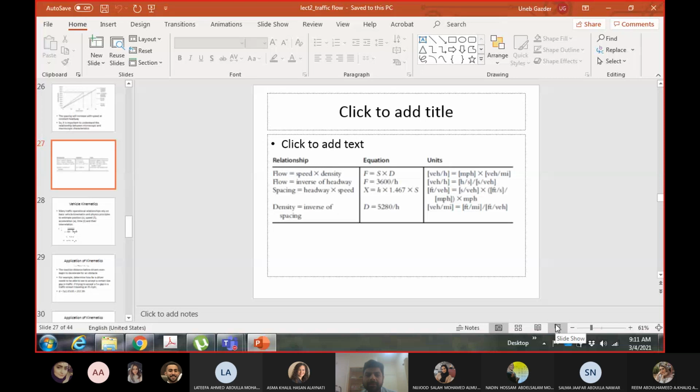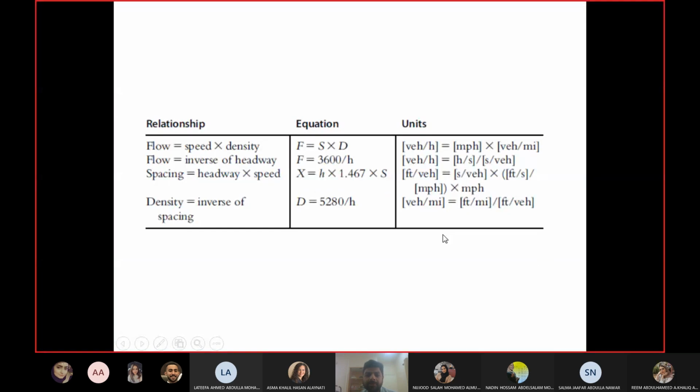Then these are some relationships between headway, spacing, speed, flow, and density. So macroscopic and microscopic parameters are both shown here. Flow is equal to speed times density. I call it the basic equation of traffic flow: F equals S into D. For our convenience, they have done the unit conversions here as well.